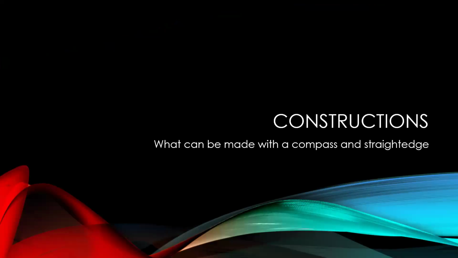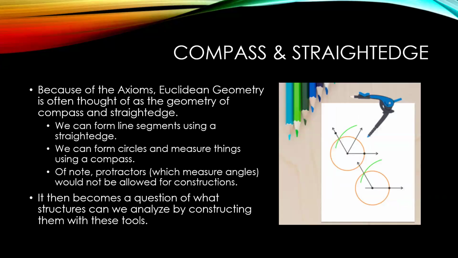Next up we have constructions. This is one of the big parts of geometry. So what can be made with a compass and straight edge? Because of the axioms, Euclidean geometry is often thought of as the geometry of compass and straight edge. We can form line segments using a straight edge. We can form circles and measure things using a compass. Of note, protractors, which measure angles, would not be allowed for constructions.